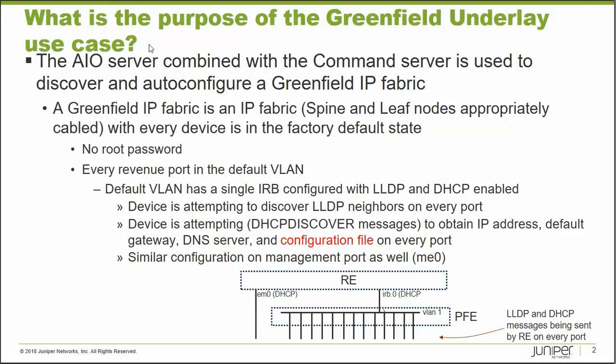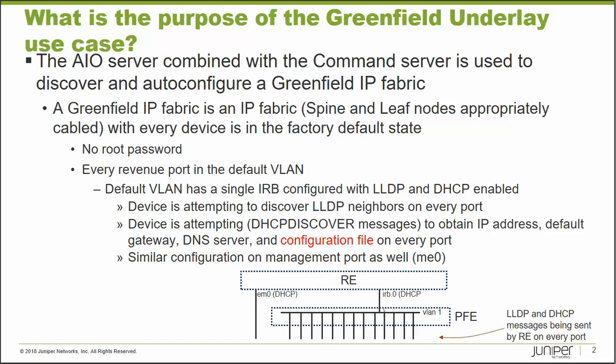So what is the purpose of the Greenfield Underlay use case? This is where you have what's called an all-in-one server. An all-in-one server hosts a one-box implementation of OpenStack with Contrail networking. So it's got OpenStack, Contrail networking, and also DHCP running on a single all-in-one box. So we call it the all-in-one server.